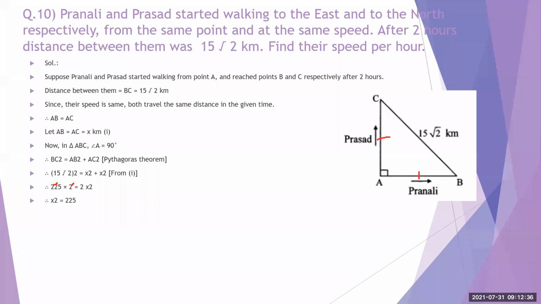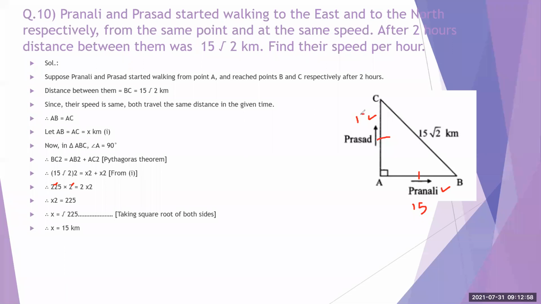Now simply take the square root of both sides. We get x is equal to under root of 225, and 225 is a perfect square of 15. Therefore, we get the value of AB and AC. Now you have got these two values, right? We get this is equal to 15 and also this is equal to 15. But what were we asked? Were we asked this? No. We are asked the speed. Now you have got this.